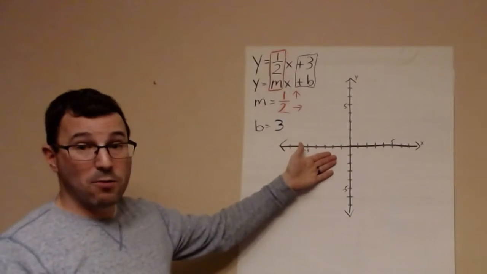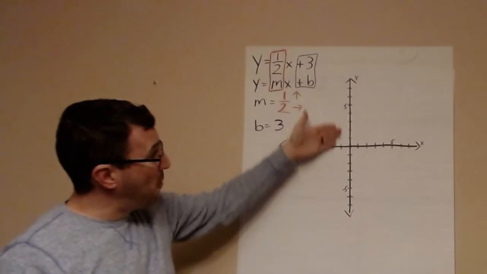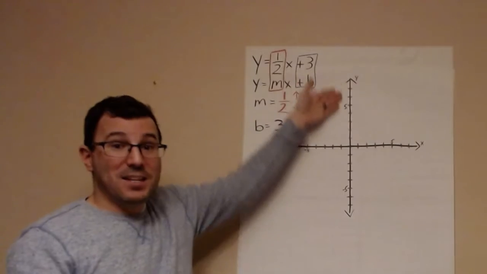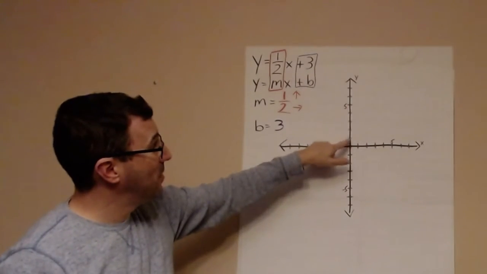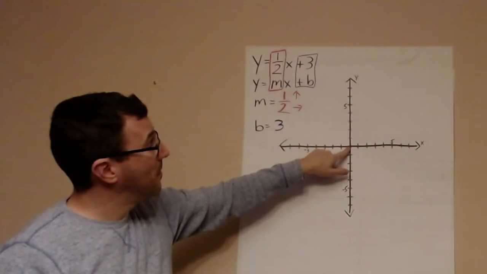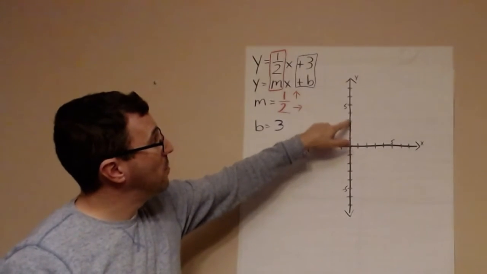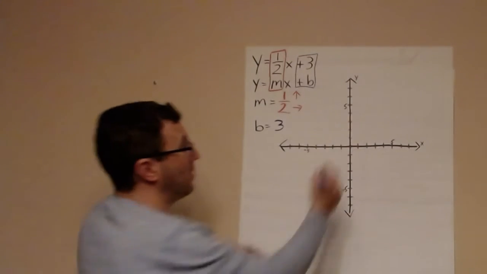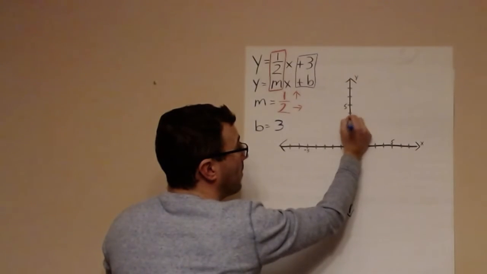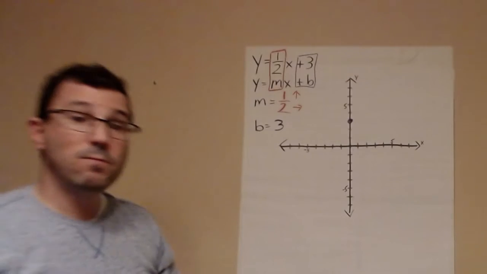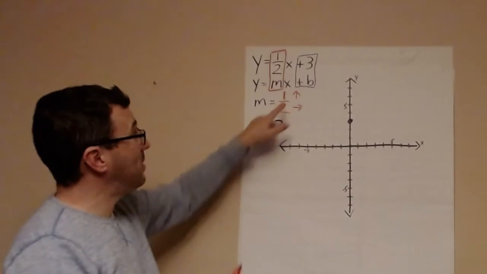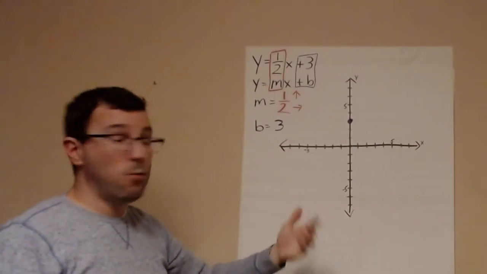So I go to my graph, I look at my y-axis, again, it's the vertical, it's the up and down, and I count. I start at the origin. 1, 2, there we go. There's 3. And now I use my slope to get my next points.